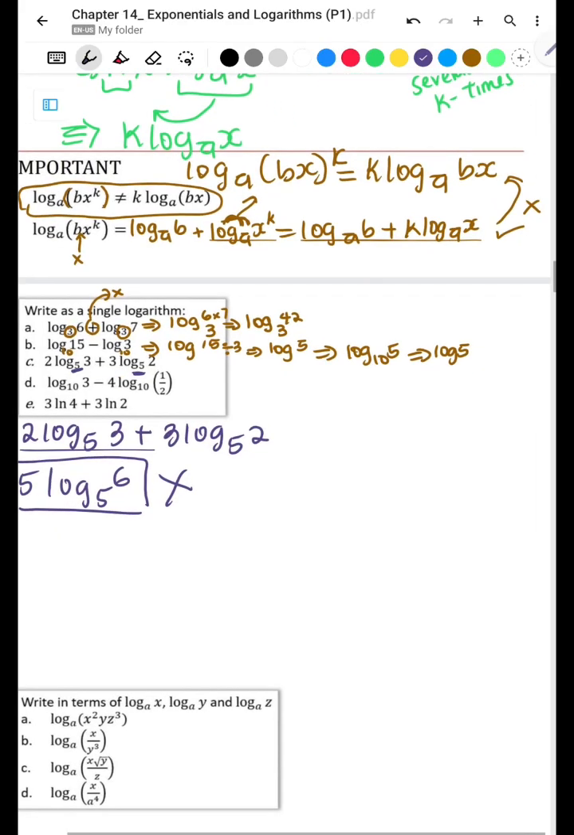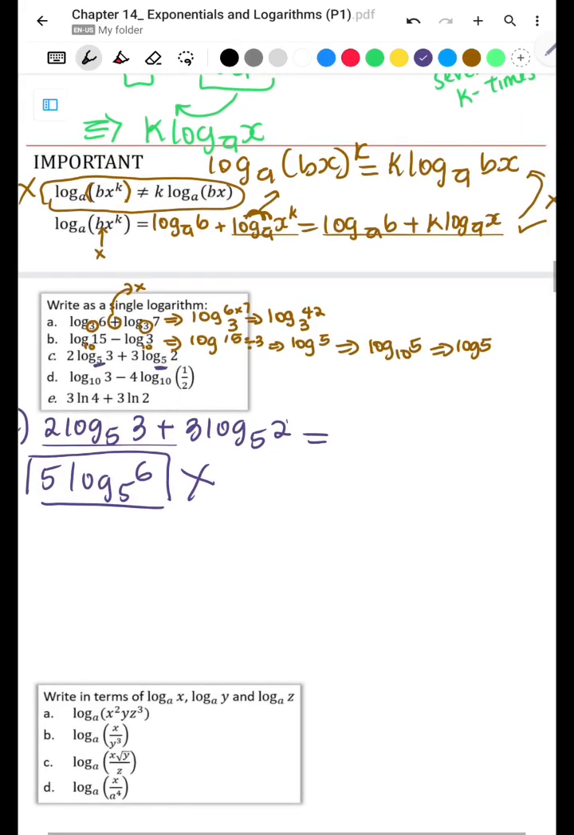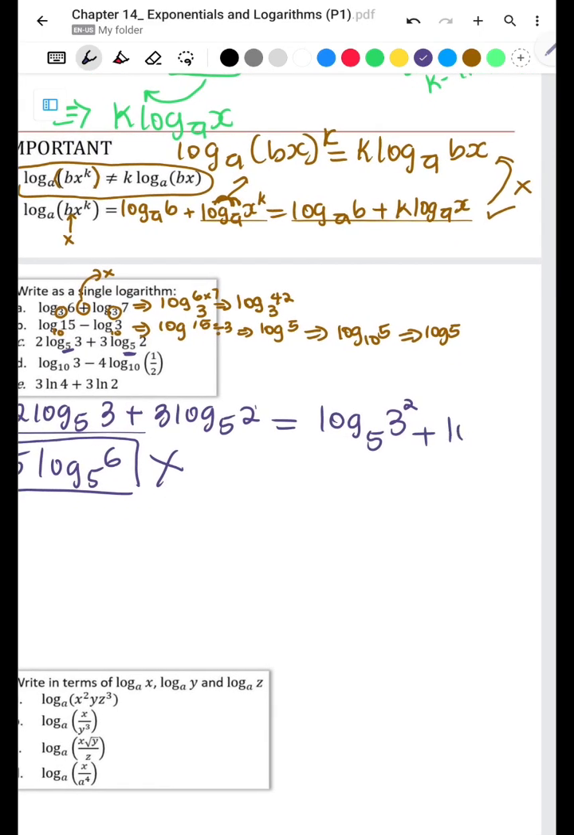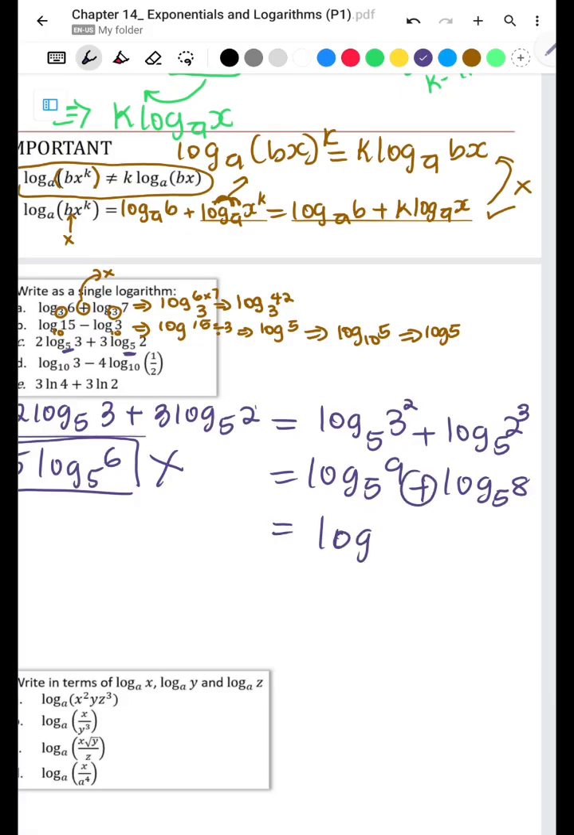The best way for me to do this is to say this is the same thing as 2 log base 5 of 3, and when I have log base 5, the 2 is saying 3 squared, because when I put the 2 back, I'll get the same thing. Similarly, plus log base 5 of 2 cubed. I just use the law of logarithm. Perfect. Then I can go on: log base 5 of 3 squared is 9, plus log base 5 of 2 cubed, which is 8. This is positive, so I'm having something to do with multiplication. So that's log base 5 of 9 multiplied by 8, and 9 multiplied by 8 gives me 72. Yeah, perfect. Log base 5 of 72.